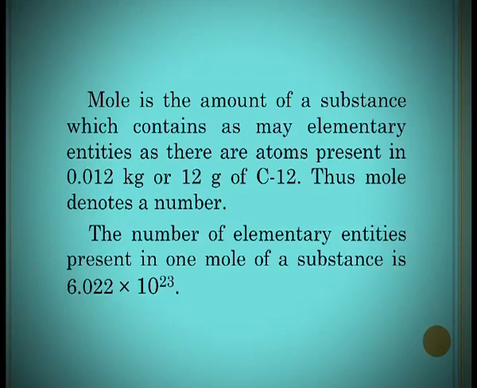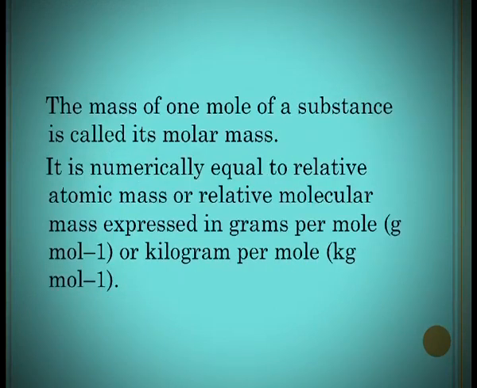Mole is the amount of a substance which contains as many elementary entities as there are atoms present in 0.012 kg or 12 gram of carbon 12. Thus, mole denotes a number. The number of elementary entities present in 1 mole of a substance is 6.022 into 10 to the power 23. The mass of 1 mole of a substance is called its molar mass.